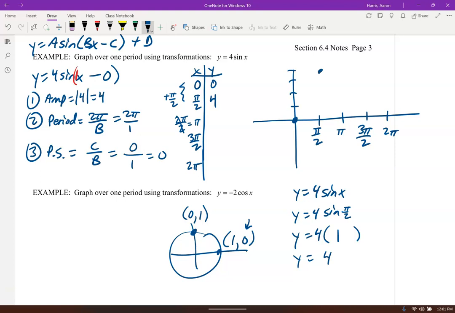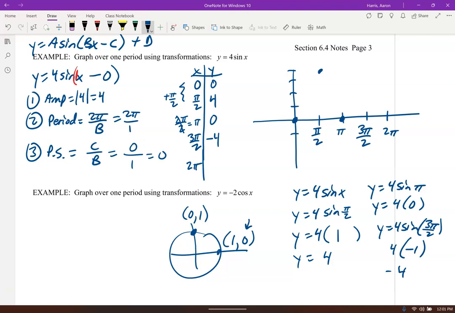Now I'm going to plug in pi. 4 sine of pi. Well, I know the sine of pi. Sine of 180 degrees is 0. So right there. Now I plug in 3 pi halves. 4 sine 3 pi halves. I know the sine of 3 pi halves is negative 1. So I get negative 4. That one in. And then I find the sine of 2 pi is 0. 0 times the 4 in front is 0. And I graph 1 period. This thing, 1 cycle. Now it does keep going. I'm going to indicate that with my arrows.